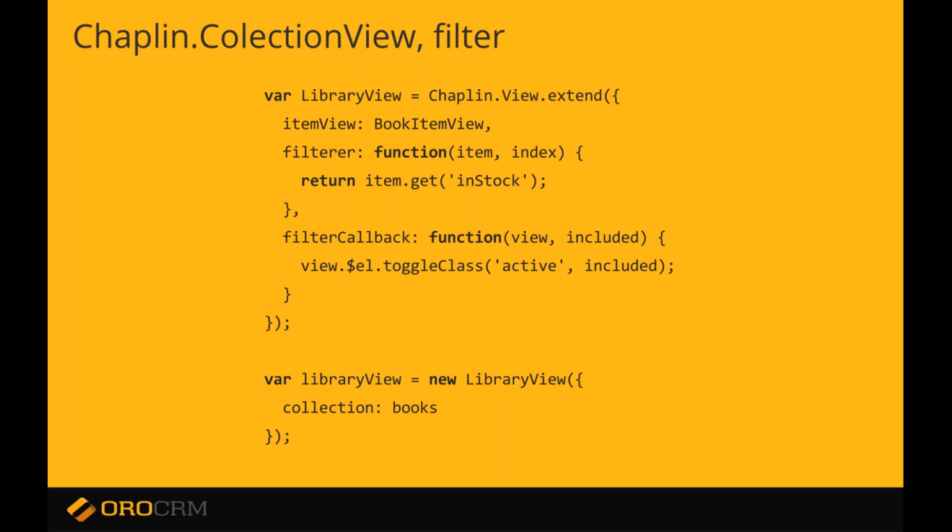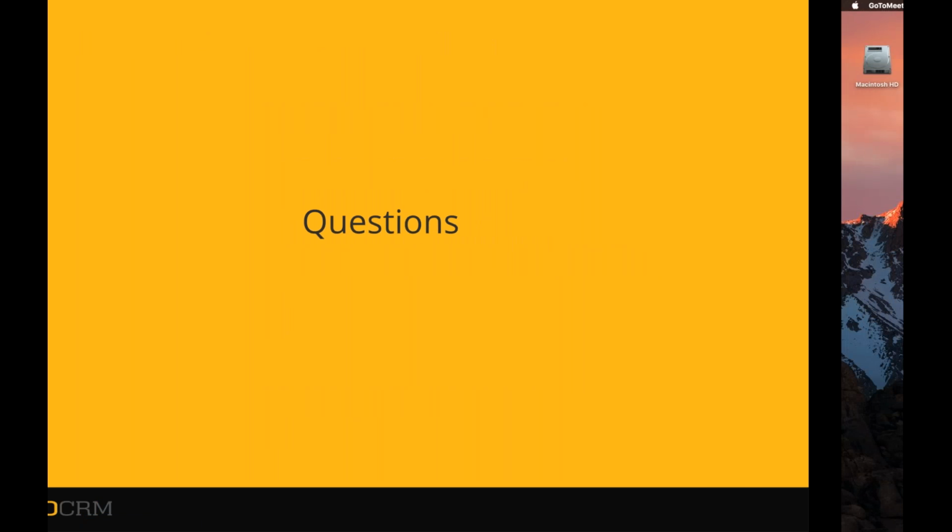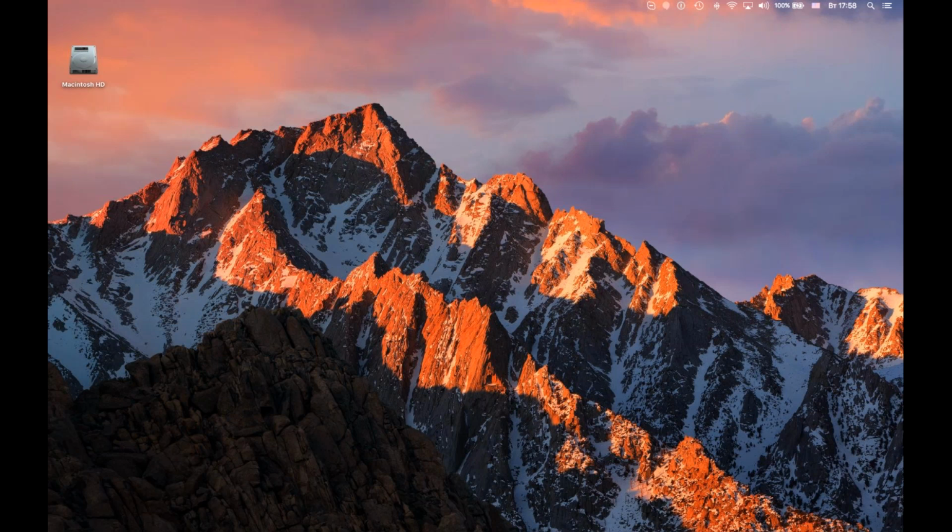But it works with filter callback. It works only with the extend method. We cannot pass it as option into create. So here we have to extend Chaplin.View. Chaplin.Collection.View. Here you see the mistake. It has to be Chaplin.Collection.View. We have to extend Chaplin.Collection.View, and after that we can create an instance, our library view, and specify what collection it have to use. That's pretty it. Do you have questions?